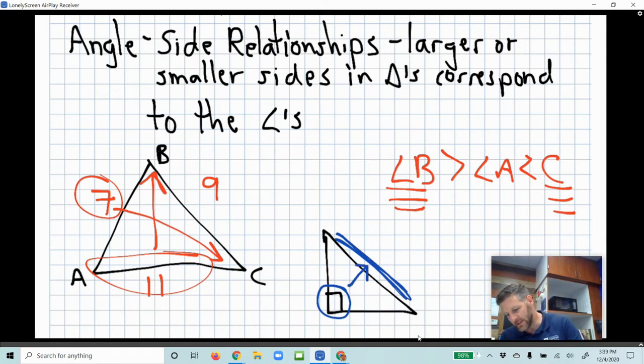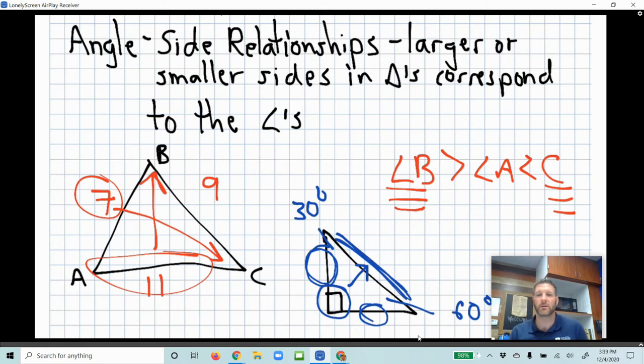Okay, and so if I knew that this angle was 30 degrees, and I knew that this angle down here was 60 degrees, well, then I would know that this side is the second largest side and the bottom side is the third largest side. So that's all that the angle side relationship shows: they correspond, not proportional, but they correspond to the larger side with the larger angle, the smaller side with the smaller angle.